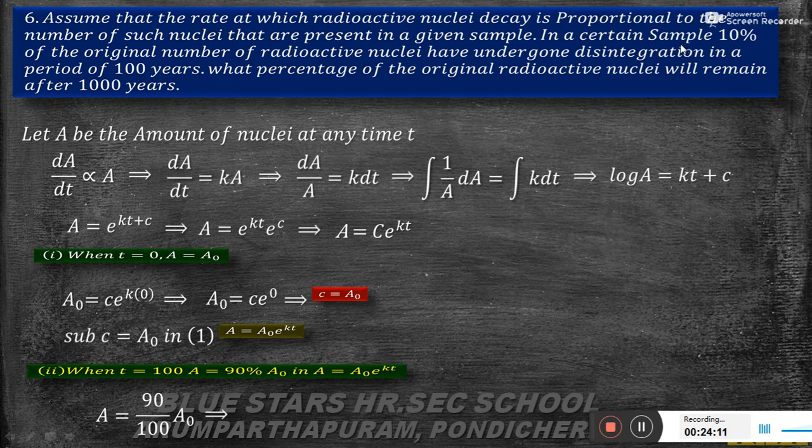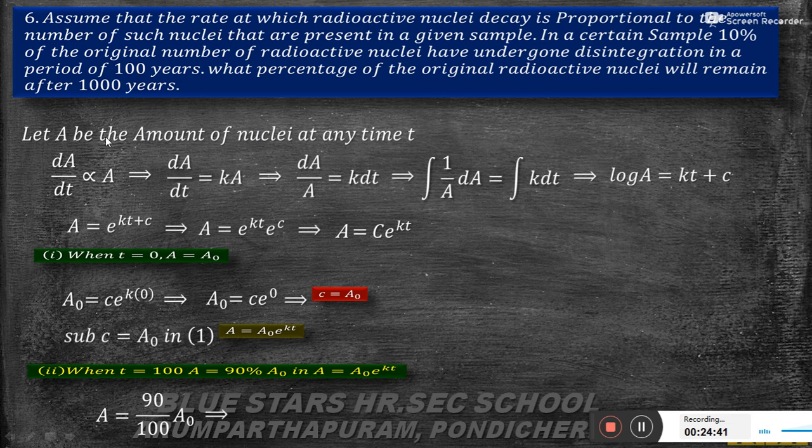Next, in a certain sample, from the large amount we take a small sample. We take that 10% of the original number of radioactive nuclei have undergone disintegration in a period of 100 years. What percentage of the original radioactive nuclei will remain after 100 years, after 1000 years? They ask about the percentage of the original radioactive nuclei remaining after 1000 years.